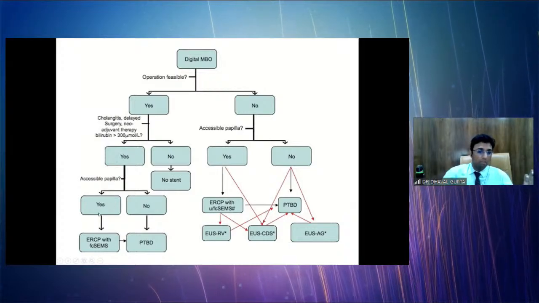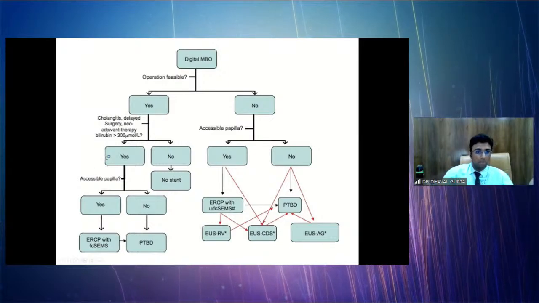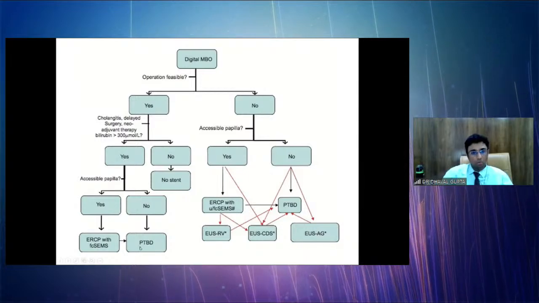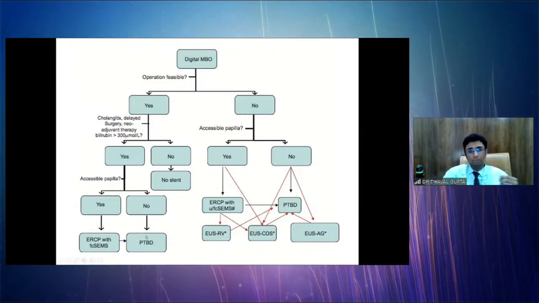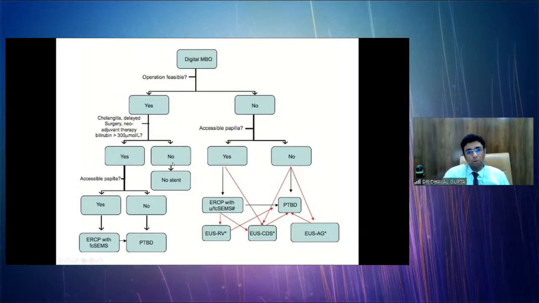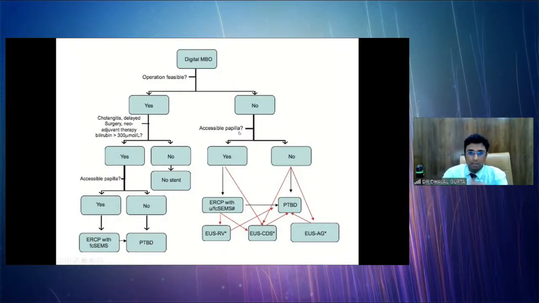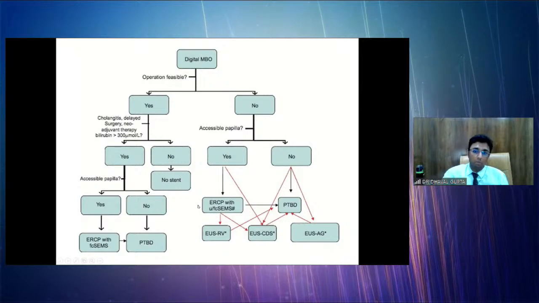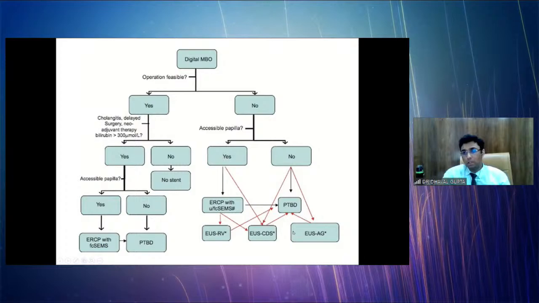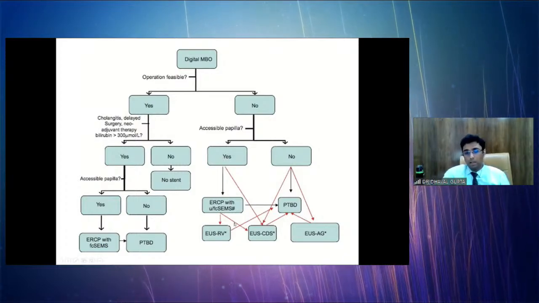In such cases, we have to put short length SEMS because they are going to get operated. And if a papilla is not accessible, then we can go for the PTBD or the US guided. And if there are no such indications, then the patient can directly go for the resection. If the patient is non-resectable, then again, depending on whether the papilla is accessible or not, we can go for the ERCP or the US guided biliary drainage, based on the location of the stricture, local expertise, availability, and considering all the factors.